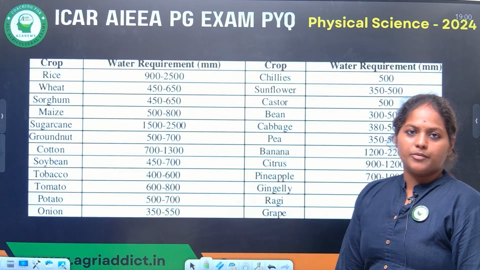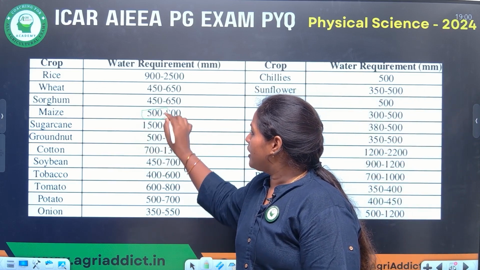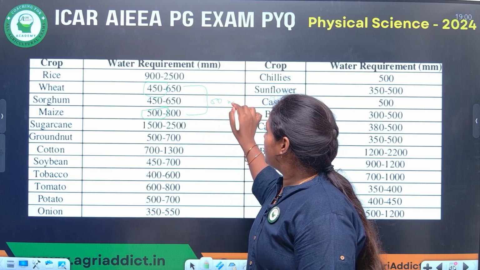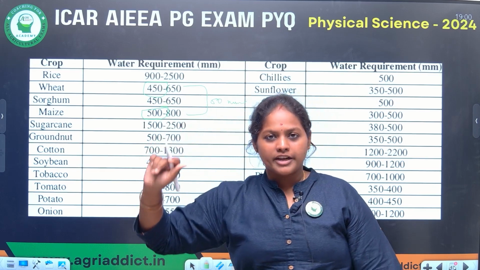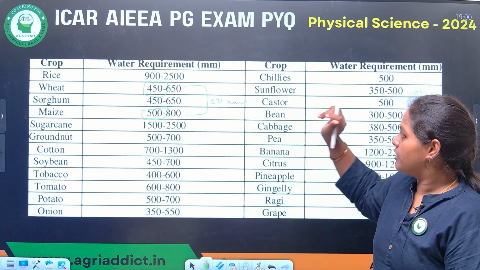These are the water requirements for different crops. As I said, see, maize it is starting at 500, wheat is 450. The difference is just 50 mm. So if you read it properly, you can able to answer the water requirement of every crop that is being asked.